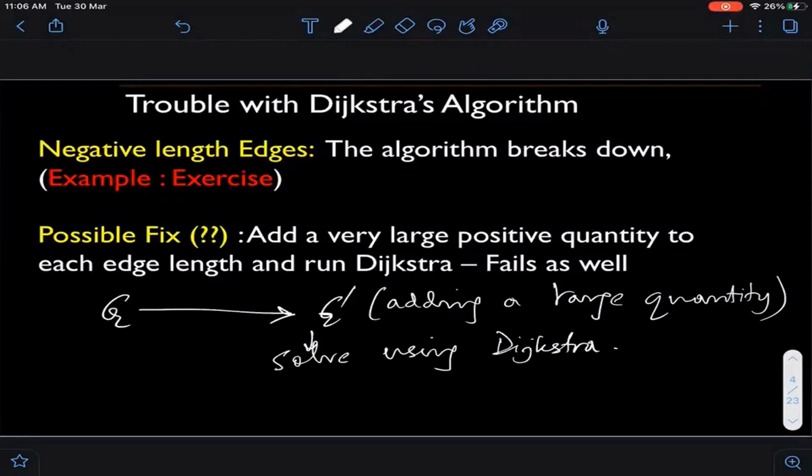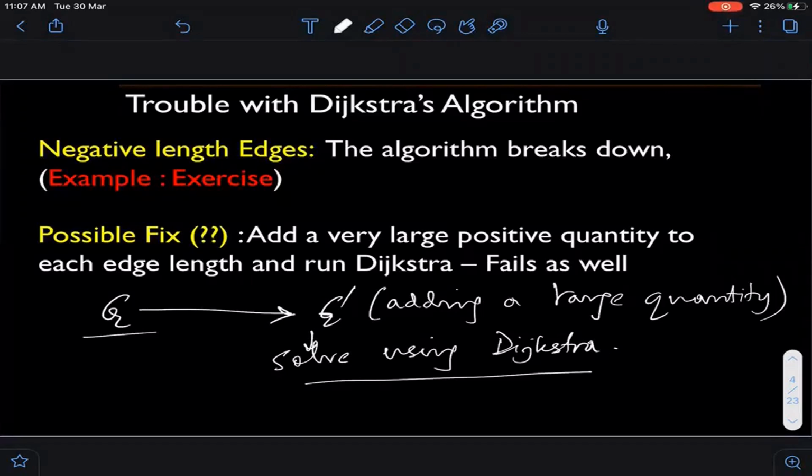You solve using Dijkstra, but then this algorithm is going to give you some path in G prime. What I claim is that path will not be the shortest path in G. It will still be the shortest path in G prime, but it will not be the shortest path in G. So try to find that example. Some people are already starting to give the right answer, but just figure it out yourself. It's a nice little exercise.